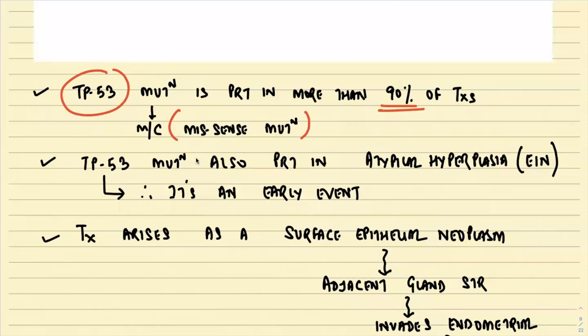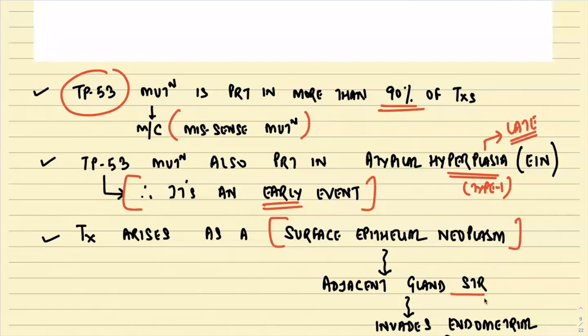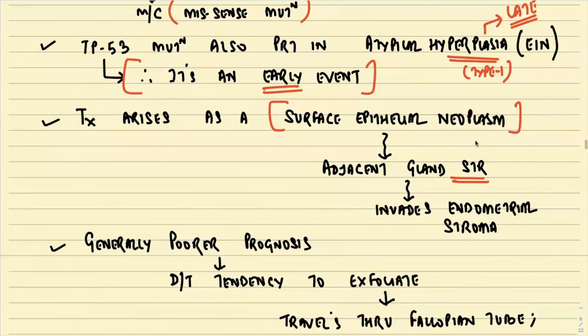The TP53 mutation is also present in atypical hyperplasia and in the type 1 tumors. But what was the differentiating point? In type 1, the TP53 mutation was a late event, but in type 2 tumors it was an early event. The tumor arises as a surface epithelial neoplasm, as I told you. It is going to invade the adjacent glandular structures, and ultimately it is going to invade the endometrial stroma as well.